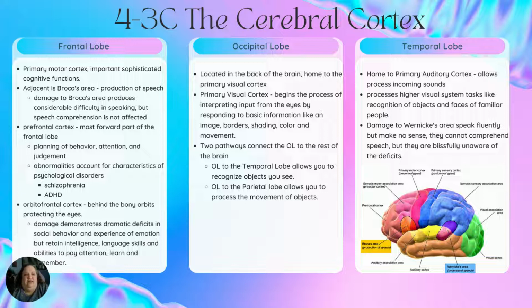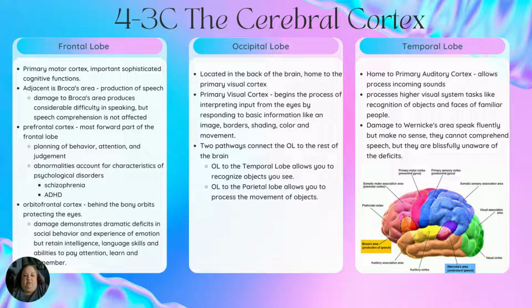Then we have the orbital frontal cortex, which is behind the protrusions of the eye. So that's what's right behind your eyes. Damage here can cause dramatic deficits in social behavior and experience of emotions, but you still retain your intelligence, language skills, ability to pay attention, and ability to learn and remember.